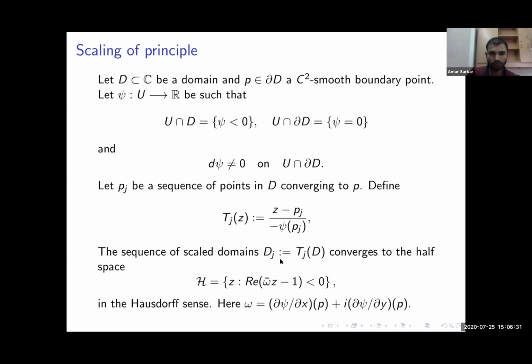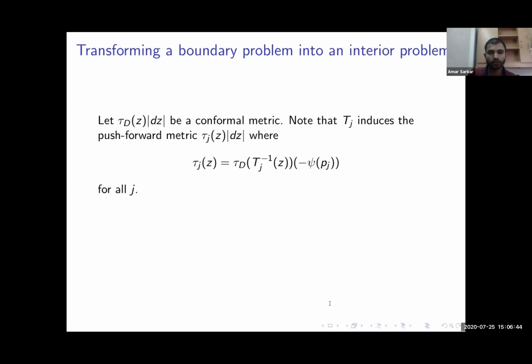Let's see how. Here, the Hopf space is defined as real part of omega bar z minus 1 is 0, where omega is nothing but the gradient of the defining function at the boundary point P. So now we want to transform the boundary problem into an interior problem.